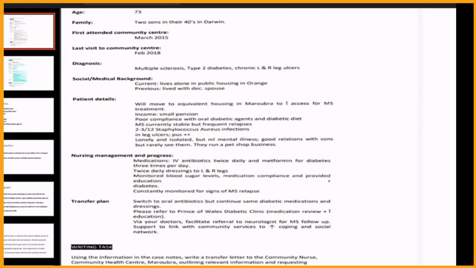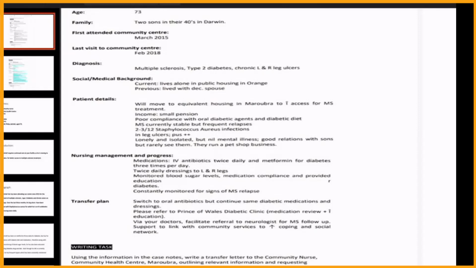Okay. Now can another person tell me? He needs to continue diabetic medications, dressing, along with the oral antibiotics. Yeah, good. Now what is left out? Join community service. So what do you say? He would benefit from joining community service to be socially active.